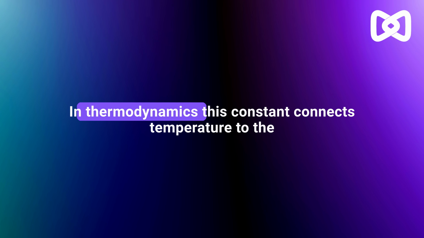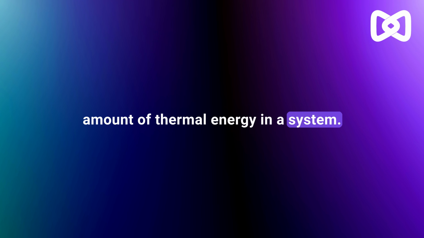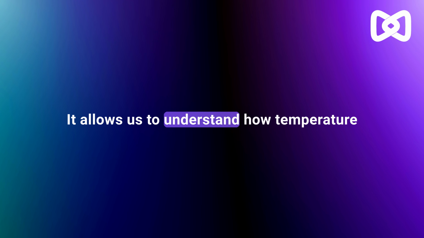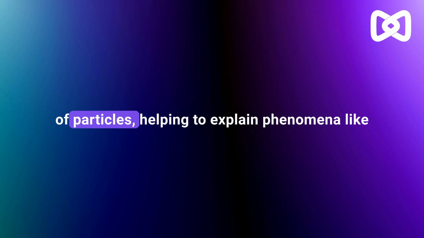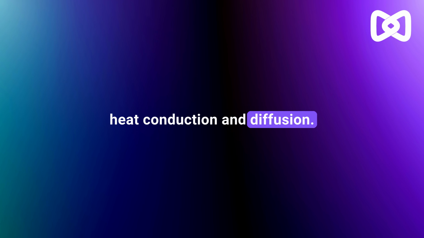In thermodynamics, this constant connects temperature to the amount of thermal energy in a system. It allows us to understand how temperature affects the distribution of velocities and energies of particles, helping to explain phenomena like heat conduction and diffusion.